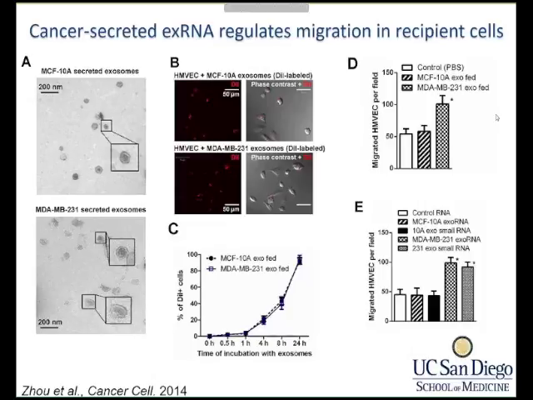and we transfected the RNA. We all know this is an RNA pool, including all different types of small RNAs as well as larger RNAs. So we transiently transfected this RNA, purified from exosomes, into endothelial cells, which indicated that the exosomal RNA was able to confer the pro-migrative function we saw with cancer-secreted exosomes.